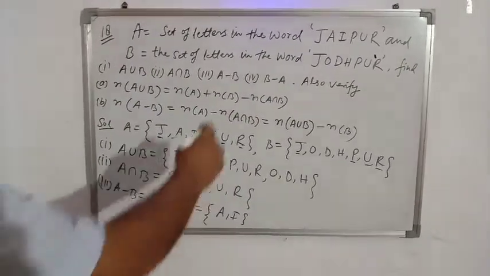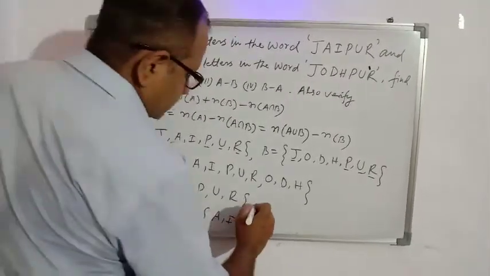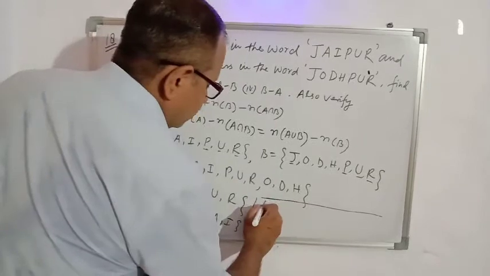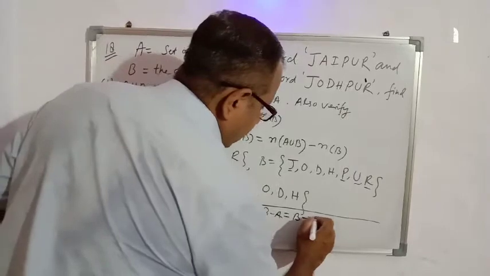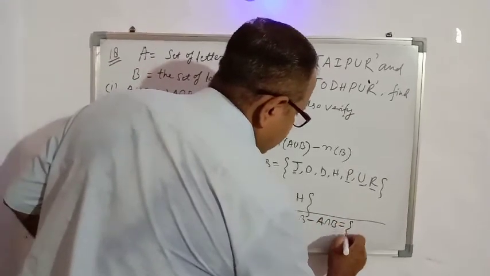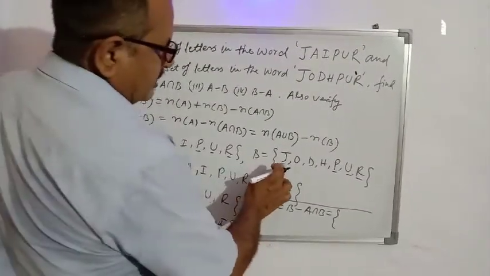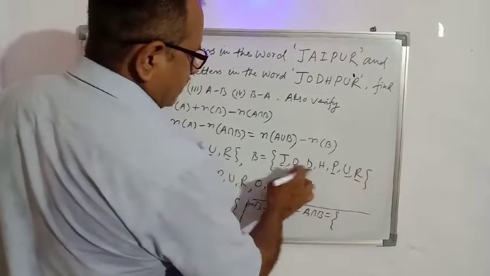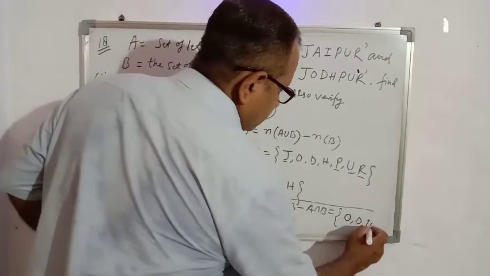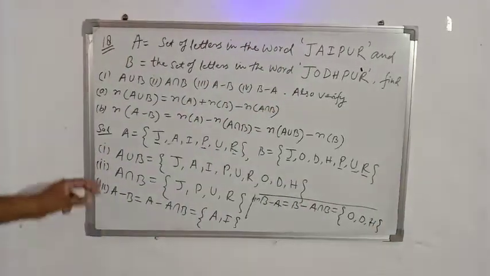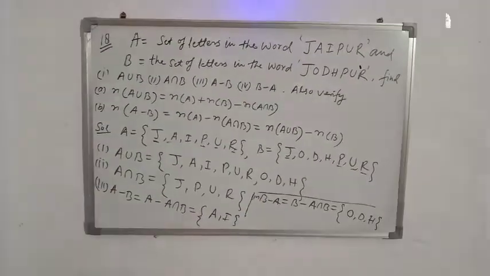Last one, B minus A. So see B minus A, last part. B minus A means B minus A intersection B. We will remove the common elements from the set B. So common elements are J, P, U, R. Remove these four elements. We will write remaining elements O, D, H. So first part A union B, second A intersection B, A minus B and B minus A.